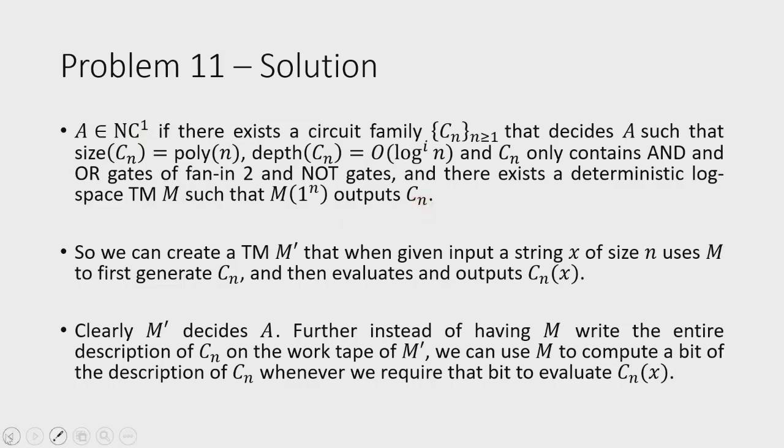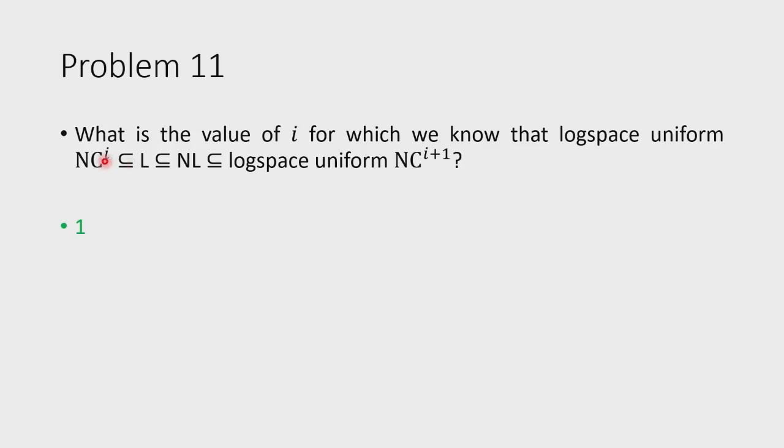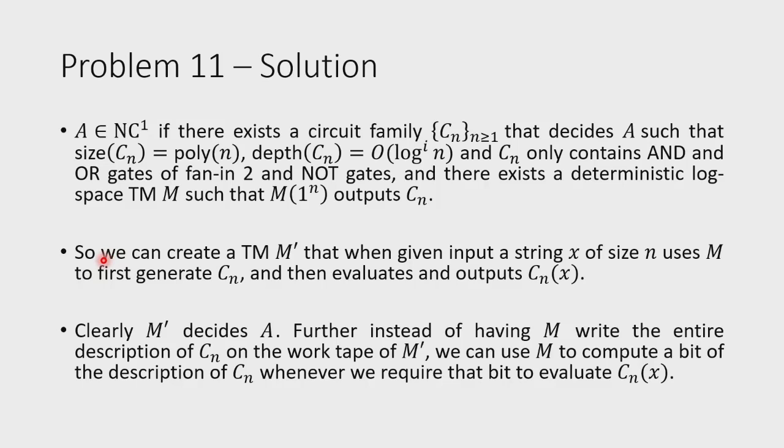Now what we want to show is that if A is in log space uniform NC1, then A is also in L. So how will we do that? We create a Turing machine M prime which does the following. When it is given an input string x of size n, it uses M to first generate the circuit Cn and then evaluates and outputs Cn of x. So clearly M prime decides A. Is this fine? Right. But now we need to show that M prime is a log space machine.